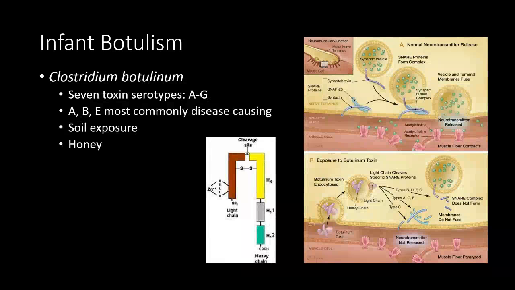Most commonly, the toxin serotypes that cause infantile botulism are A and B, and as opposed to the postsynaptic neuromuscular junction disease, Myasthenia gravis, this is a presynaptic NMJ defect where the toxin actually cleaves the SNARE proteins that are responsible for acetylcholine vesicle fusion with the membrane and release of acetylcholine into the synaptic cleft.